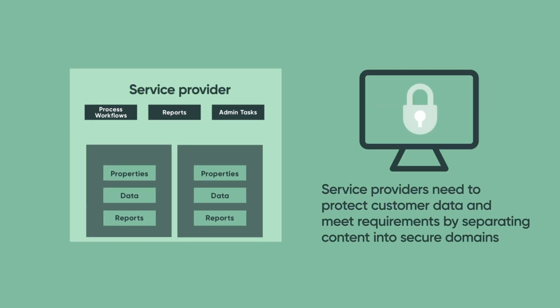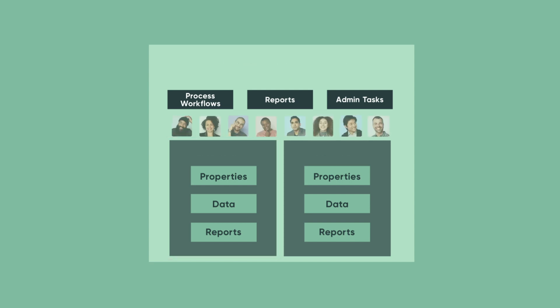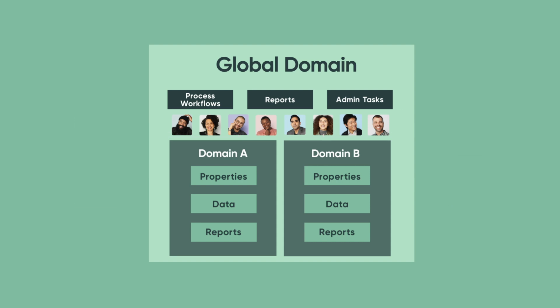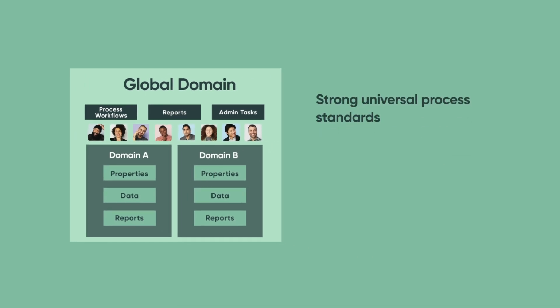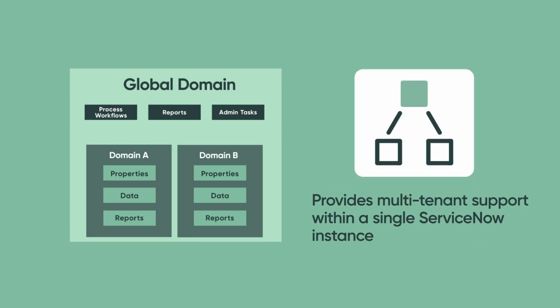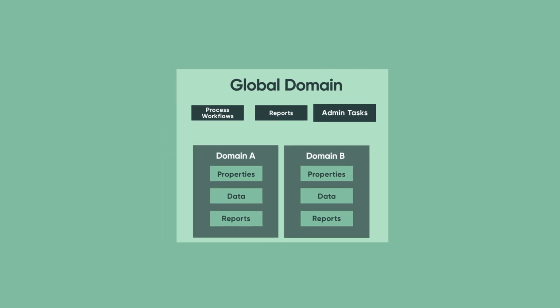Service providers need to protect their customer data and meet customer-specific process requirements by separating the content into secure domains. For example, when managing subcontractors and vendors, you may need to limit access to one set of customers, denying access to others. The multi-tenant instance architecture delivers your offerings efficiently and securely to your customers with the help of strong universal process standards, data-driven process design, strict governance, and centralized administration. Domain separation provides multi-tenant support within a single ServiceNow instance. Some global data, processes, reports, and administrative tasks are shared across all domains.